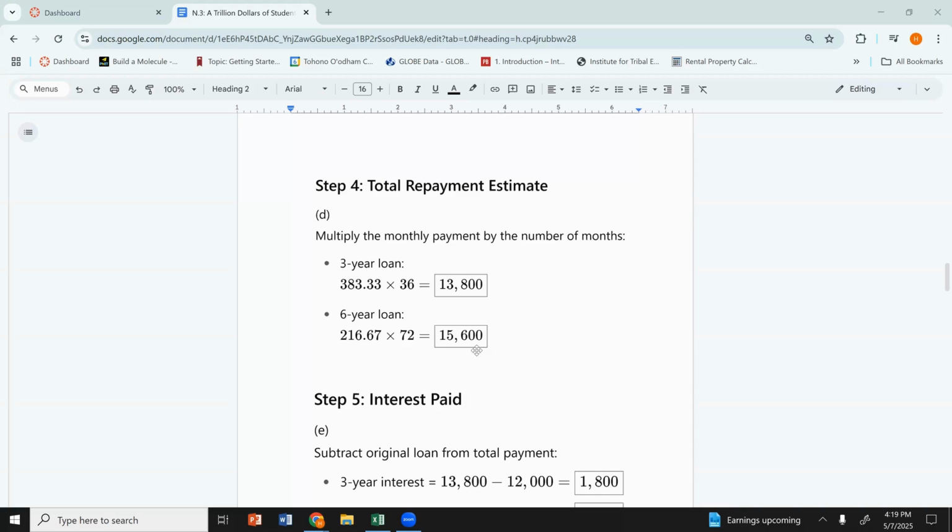Okay, so we can clearly see the difference the interest is playing here. Less interest in the 3-year loan, more interest in the 6-year loan, but your monthly payment for your 6-year loan is lower. Monthly payment for your 3-year loan is higher, but you're going to be paying off this loan faster in your 3-year loan option.